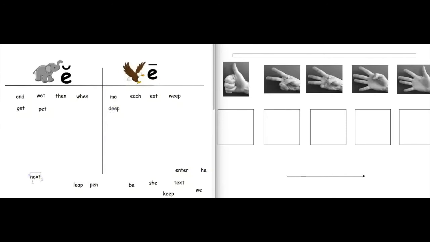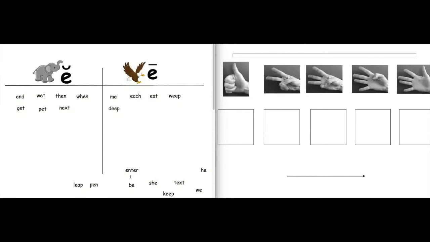Next. Let's make the sounds in next. N, E, X, T. Let's do that again. N, E, X, T. Next. Ooh, 4 sounds in this word. Did you hear this sound right here? N, E, X, T. Short E right up here. There we go. How about this word?